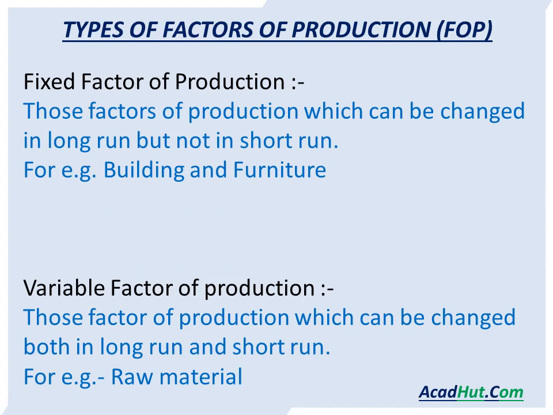Now we come on to some more terms like types of factors of production. There are two types of factors of production and इनकी अलग से कोई definition नहीं है. इनकी definition को हम relate करेंगे with the time period. So see how we define them. Fixed factor of production: those factors of production which can be changed in long run but not in short run. For example, building and furniture.